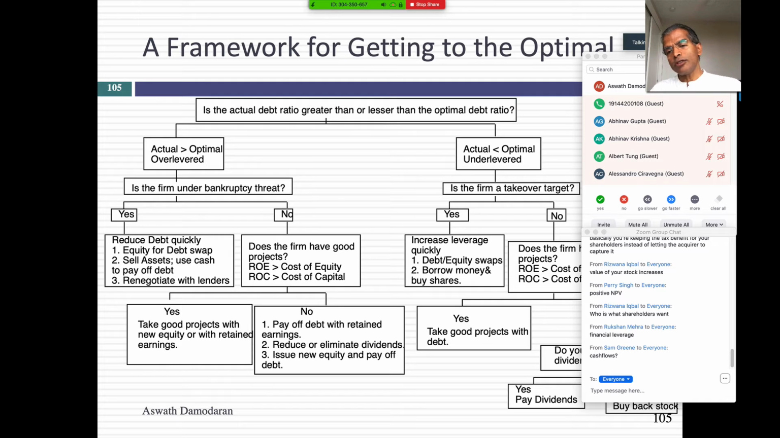That's your under-levered scenario. Any final questions about the under-levered scenario? Because some of you might have under-levered companies, and I want you to go through that framework to decide what's right for you.